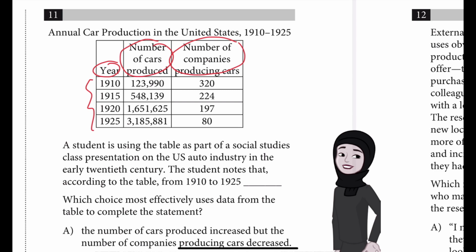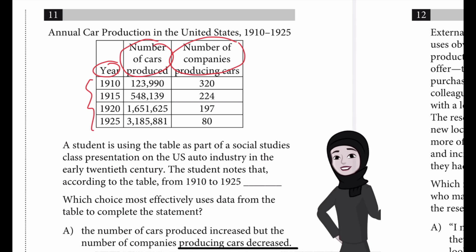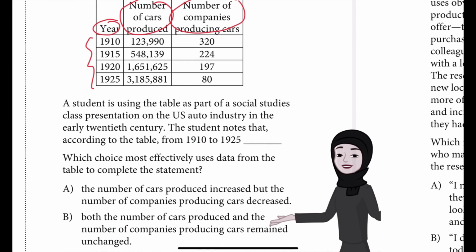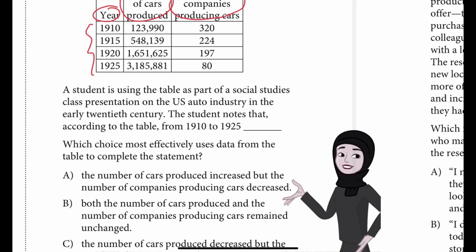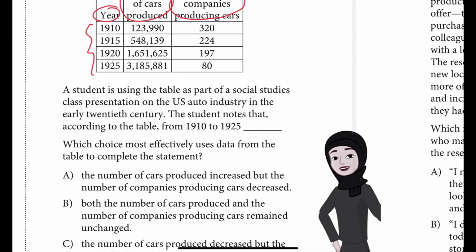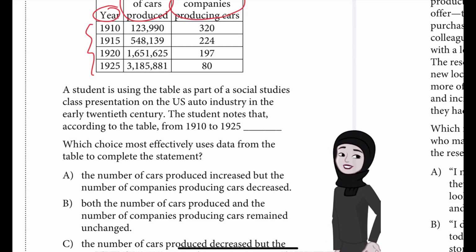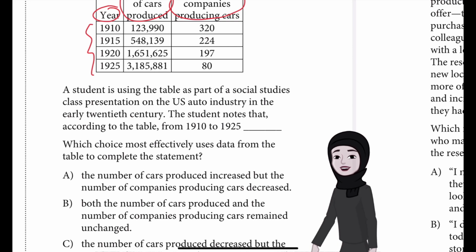1,651,625 cars and companies has decreased to 197. 1925, 3,185,881 cars and only 80 companies. So a student is using the table as part of a social studies class presentation on the US auto industry in the early 20th century. The student notes that according to the table from 1910 to 1925 blank. Which choice most effectively uses data from the table to complete the statement?